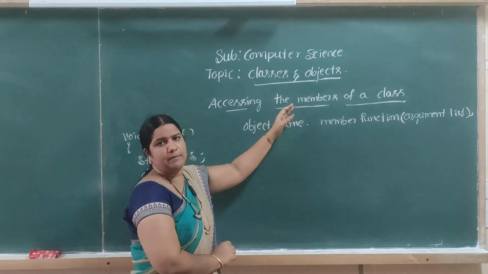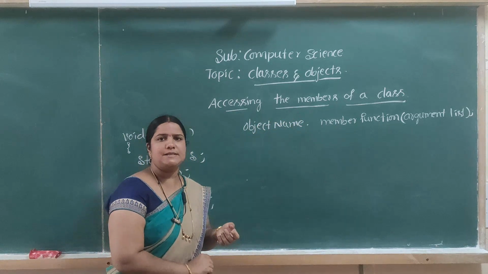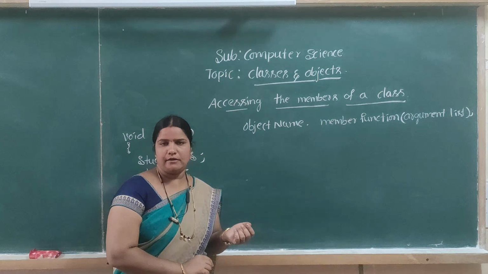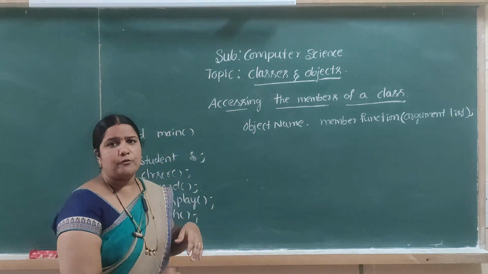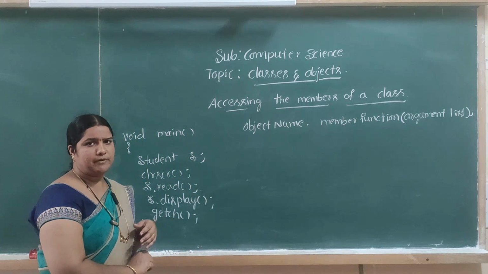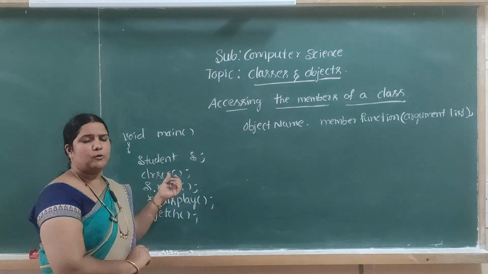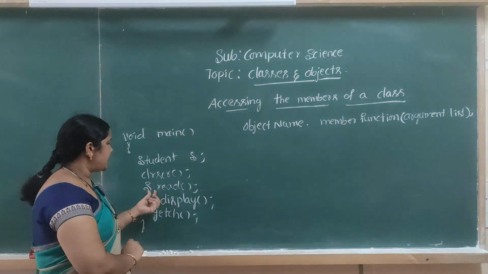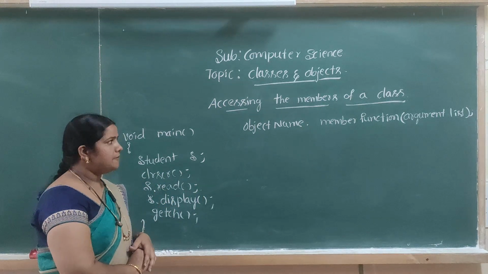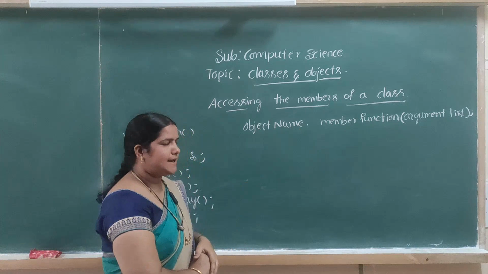Accessing the members means accessing member functions or data members, where data members are variables. Member functions are functions declared in the public section. We access the data members or member functions using the class by creating an object, using the dot operator, and then the member function. That is the general format for accessing the members of a class.